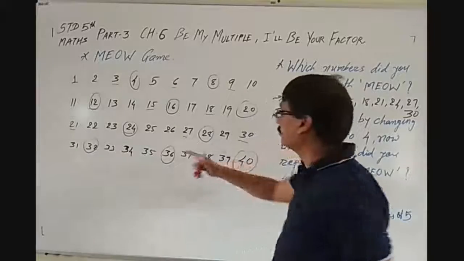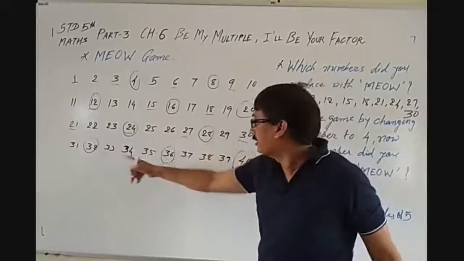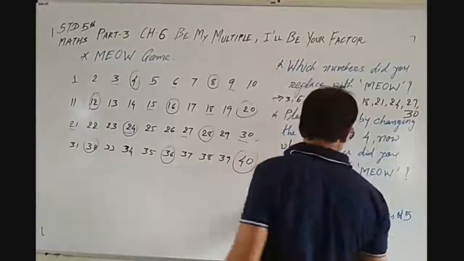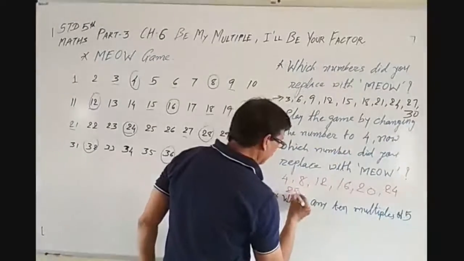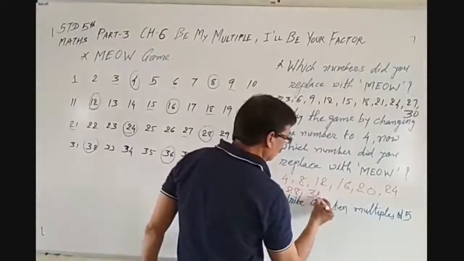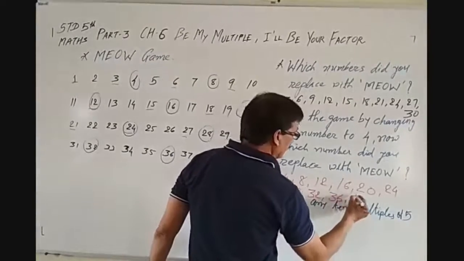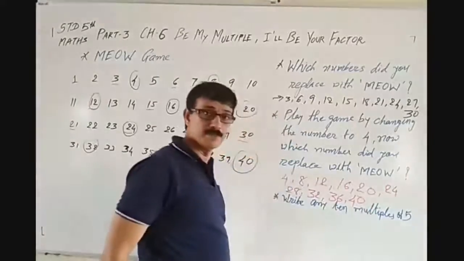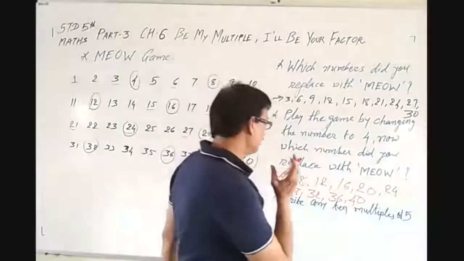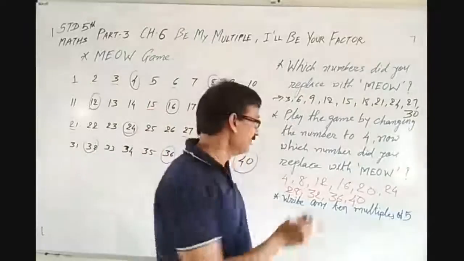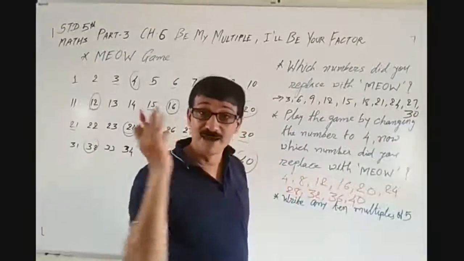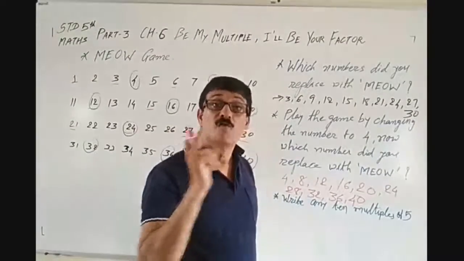Then after that, 24, 28, 32, 36, and 40. So these are the numbers which we replaced with meow. And these are the multiples of 4.